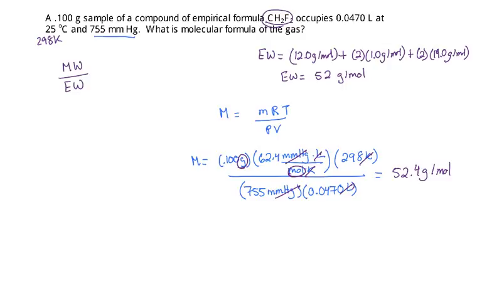So now back to our comparison between the molecular weight and the empirical weight. We got the molecular weight to be 52.4 grams per mole. The empirical weight was 52 grams per mole, so it looks like that's a 1. So basically the molecular weight is the same as the empirical weight, which means the molecular formula is the same as the empirical formula, so it's CH2F2.